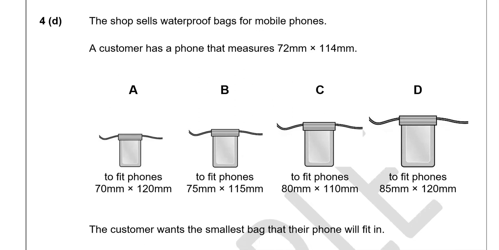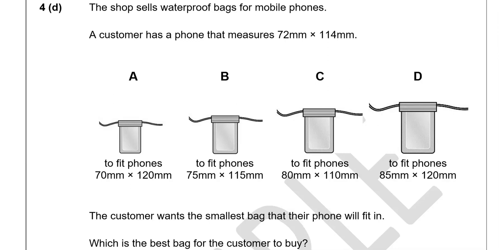The shop sells waterproof bags for mobile phones. A customer has a phone that measures 72mm by 114mm. The customer wants the smallest bag that their phone will fit in. Which is the best bag for the customer to buy? So looking at this, the first one is 70 by 120. Needs to be at least 72. So A is not an option.